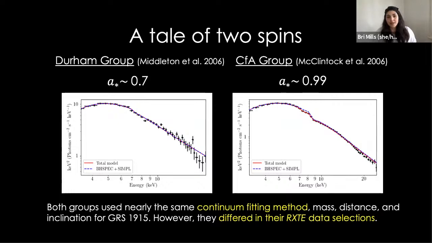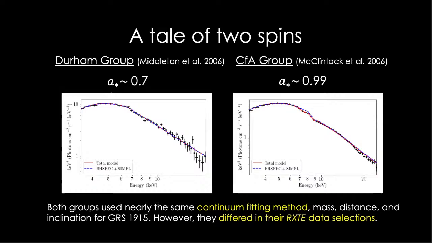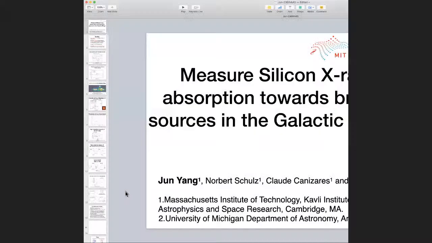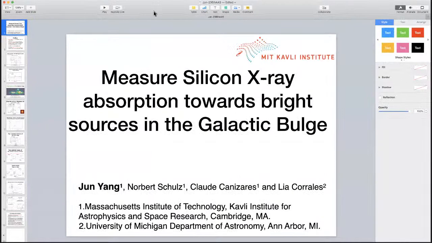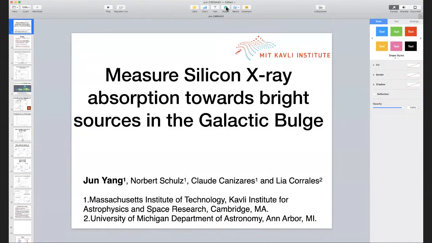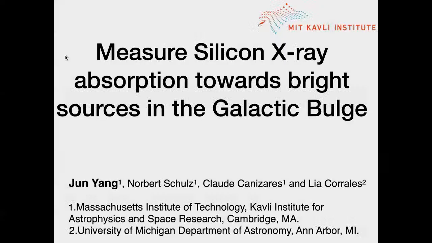Great. Okay, I'll ask our next speaker to start sharing their slides. And there are additional questions for you, Bri, in the chat Q&A box that you can respond to via text, or you can save until the end of the session. Our next speaker is Jun Yang from MIT Kavli Institute for Astrophysics and Space Research, and will talk to us about measuring the gas to dust ratio towards bright sources in the galactic bulge.